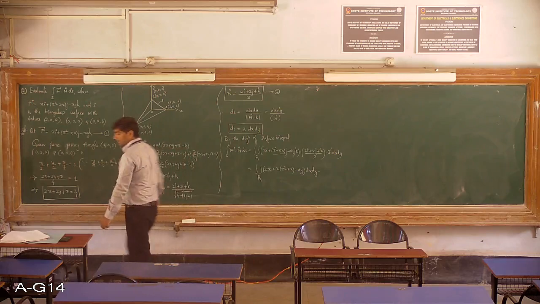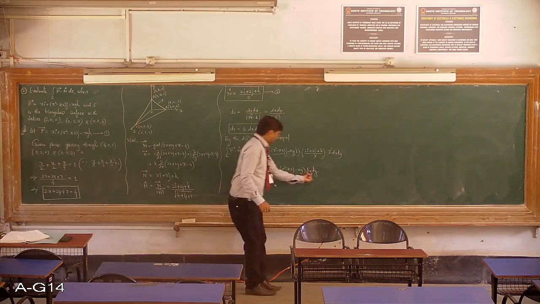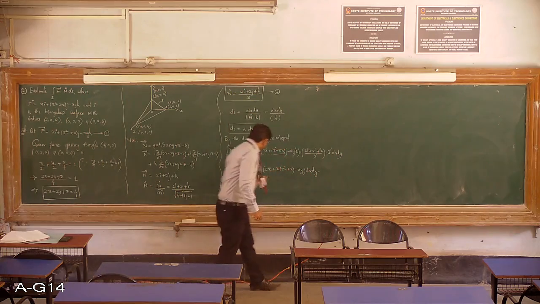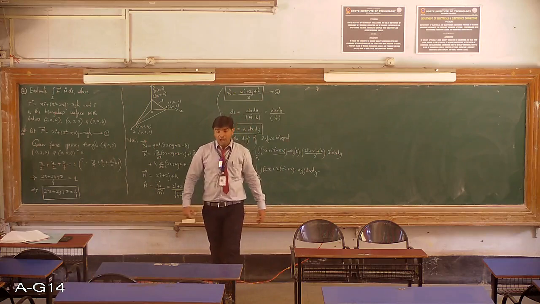Okay, so now the point is, we will only be having a double integration with respect to x and y, but here z is there. Then how do we eliminate that z?